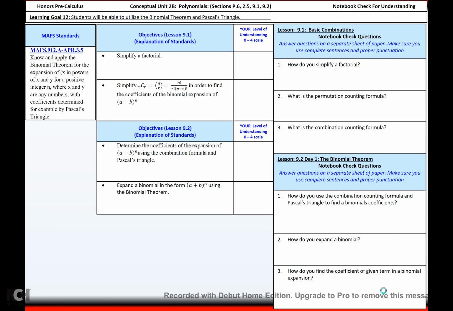We're going to start talking about basic combinations today. And the reason is we have to learn this formula in order to do the binomial theorem, which we're doing next. But there's some probability and stats that are going to be on your test.